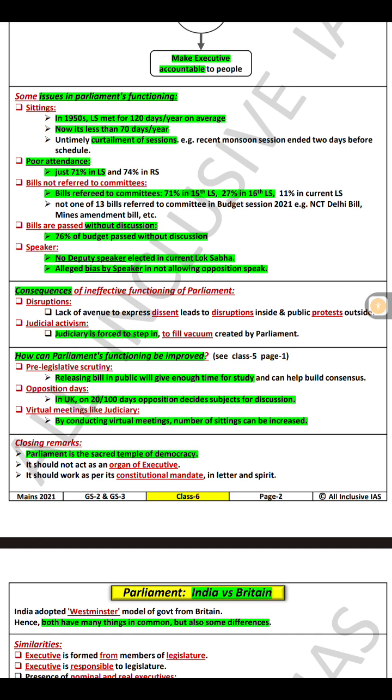Bills are passed without discussion. 76% of the budget was passed without discussion. Speaker: no deputy speaker has been elected in the current Lok Sabha. There is alleged bias by the Speaker in not allowing the opposition to speak.